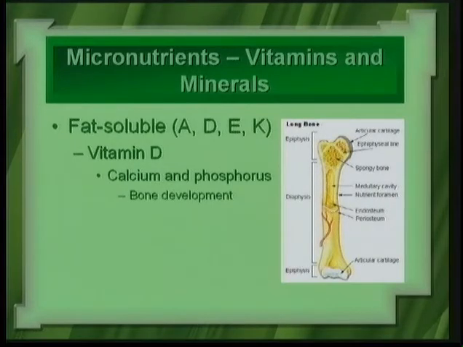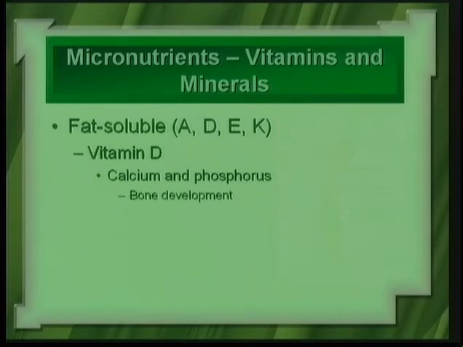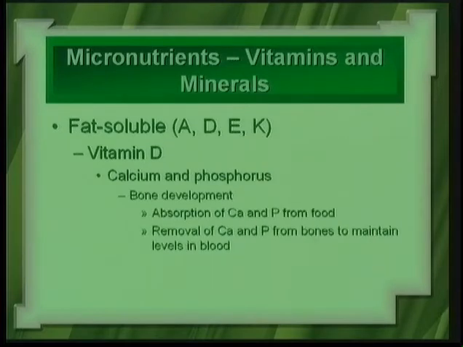Because bone, you're actually making and breaking down bone all the time. So you have the absorption of calcium and phosphate from food into your bones. You also have the removal of these when you have lower levels of calcium and phosphate in your blood. So your bones are being made and broken down all the time. So what happens? You might have a long bone in this.